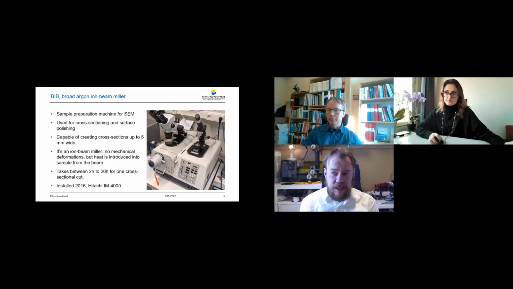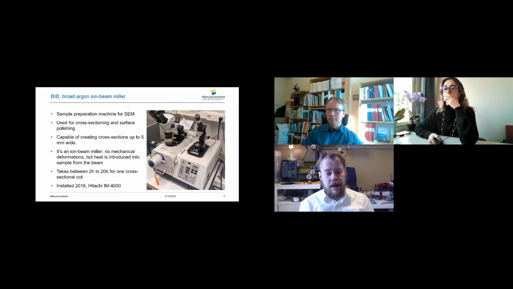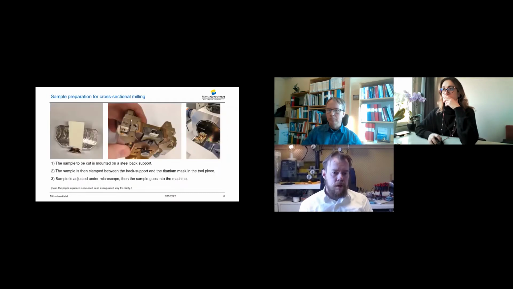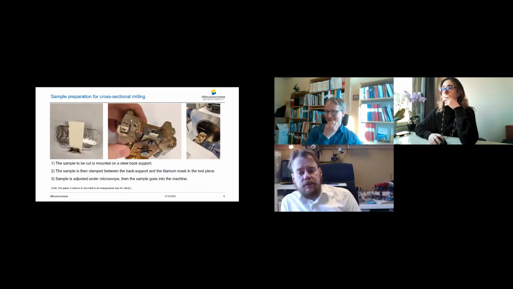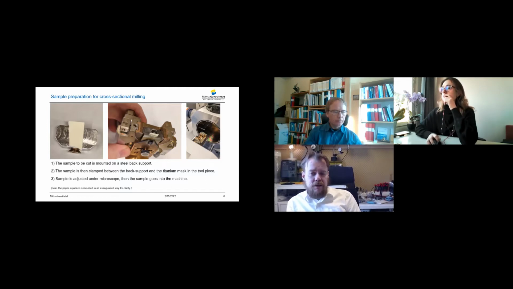The machine that we have here at Mid Sweden University is a Hitachi machine called the IM4000, or IM Miller 4000, and it was installed in 2016. So how do you prepare your samples in this machine? The coming slides give you some kind of introduction of how it is actually done and what you need to do.